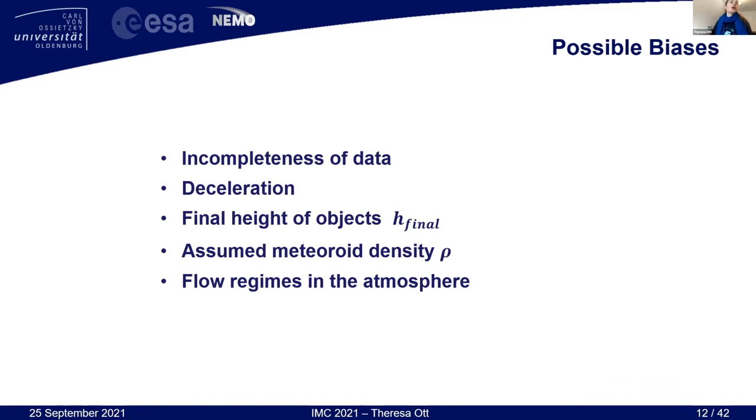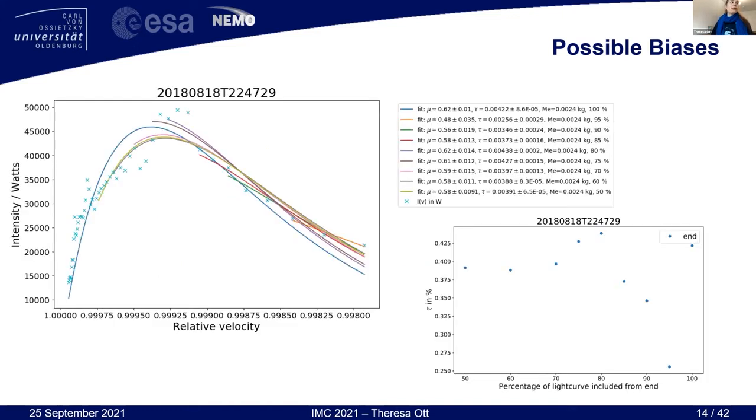We had a look at quite a few different ones. These are the ones that we selected in the end to have a closer look at. There's the incompleteness of the data recorded, the deceleration, the final height of the object, the assumed meteoroid density, and then the flow regime that a meteoroid encounters in the atmosphere. So let's start with incompleteness.